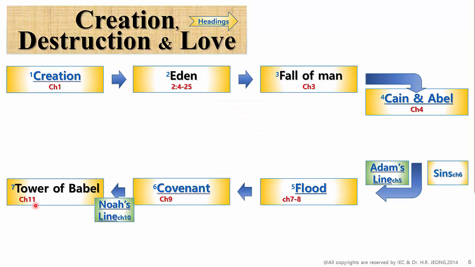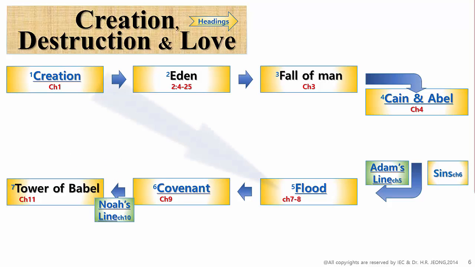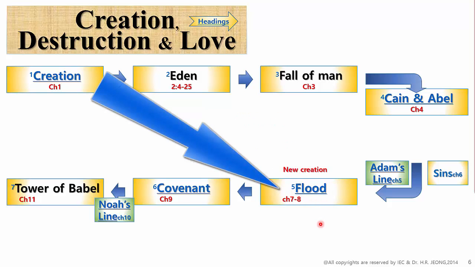Now, carefully look at the order of topics from the creation to the Tower of Babel. As you can see in the lower area, from the flood to the Tower of Babel, there is a pattern. What does the flood mean? It defines the destruction of every living being on earth except the ones in the ark. The Lord intended to recreate his world with the survivors in the ark. It was the new creation in reference to chapter 1.